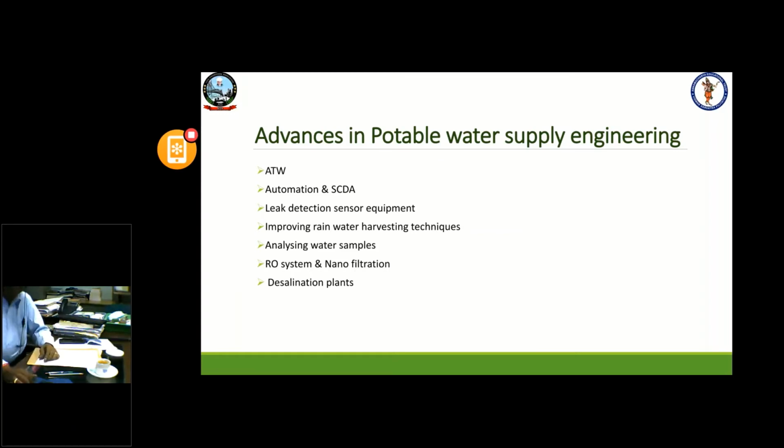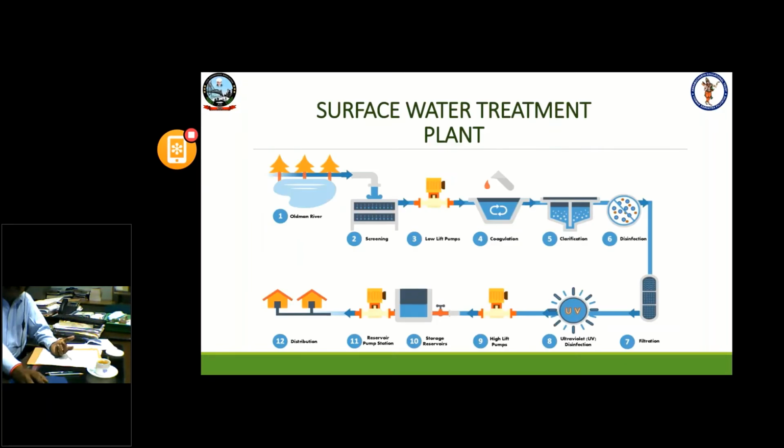We have desalination plants in Chennai, in India, as well as more desalination plants abroad. So this is the surface water treatment plant. You can also automate it by using pressure gauges and sensor techniques, so that there is less human intervention, and it is automatically controlled by the SCADA lab.